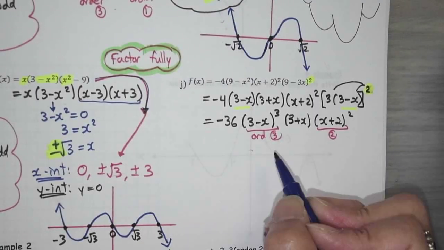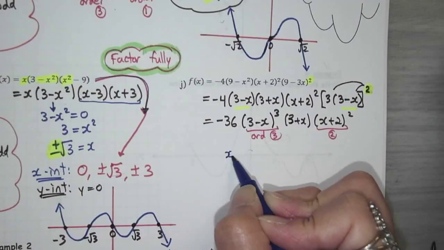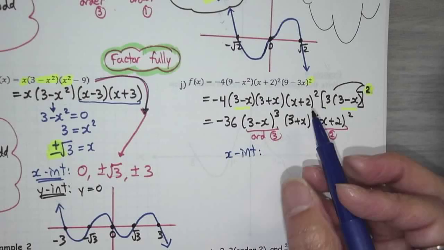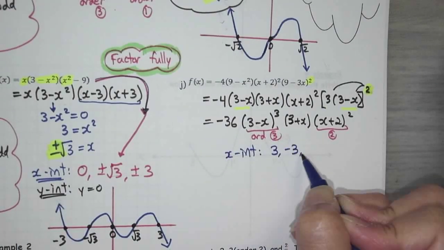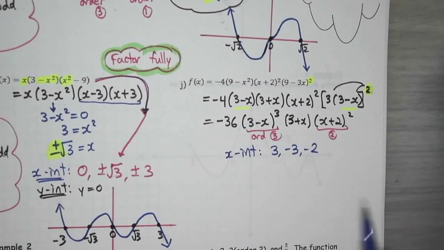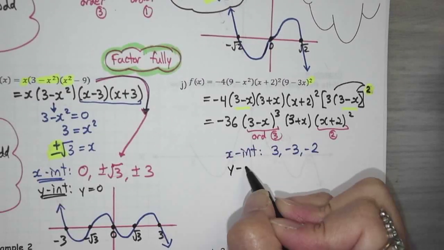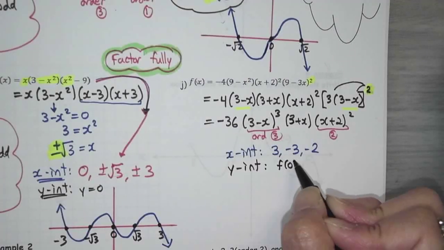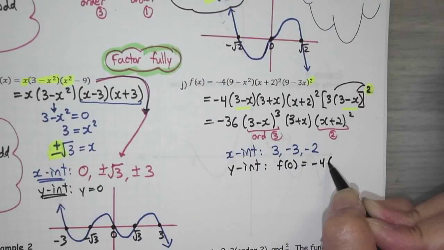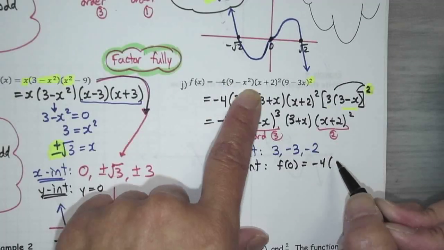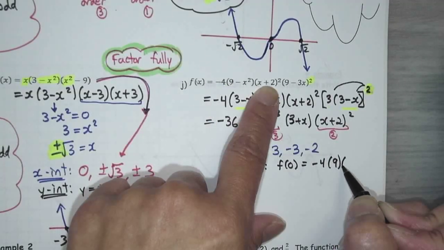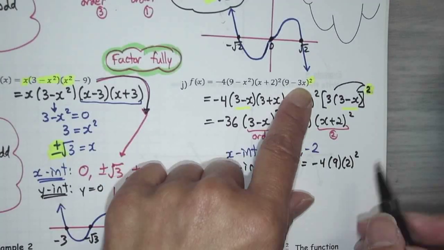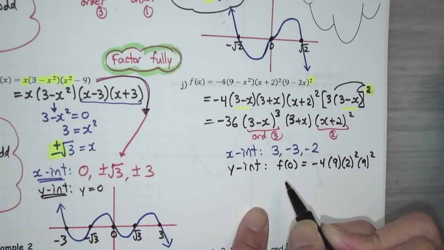Okay, now, y-intercept. Oh yeah, I got to calculate this one then. Oh, x-intercept, I haven't done it yet. So x-intercept would be nothing here. I got a 3, a -3, and a -2. My y-intercept is going to be f at 0. So I got -4 times, that's 9 minus 0. This is going to be 2 squared. If I put 0 in here, 9 minus 0, so it'll be 9 squared.